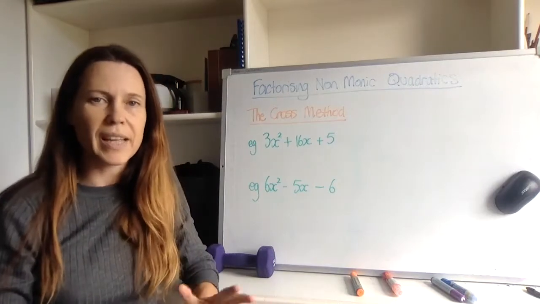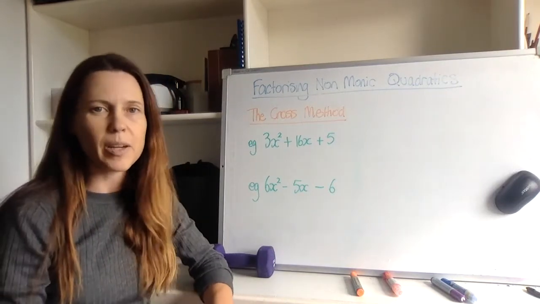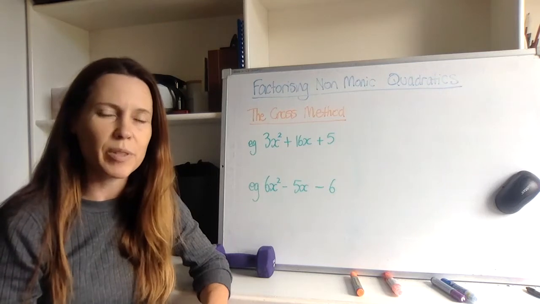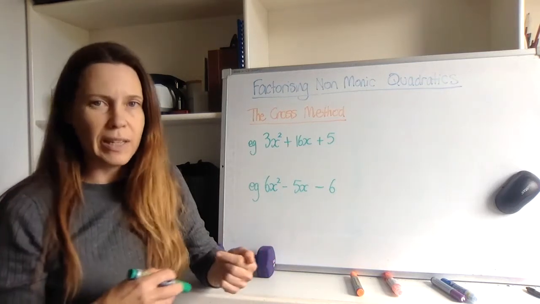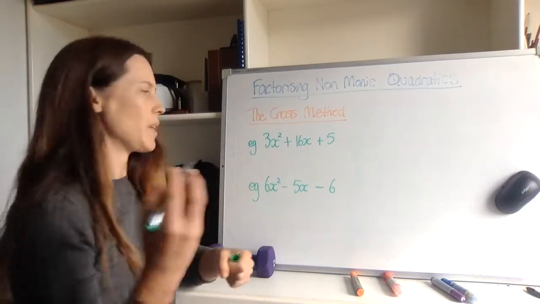Now the cross method can be quicker or it can be slower, depending on the type of question and whether you're a little bit lucky with using your trial and error. After you've used it for a while, you can get better with the trial and error part so that you can often spot the answer much quicker.